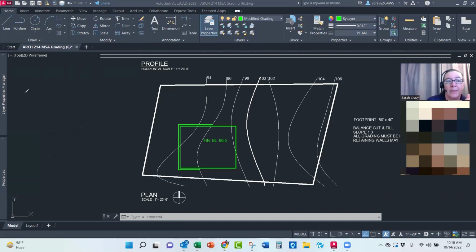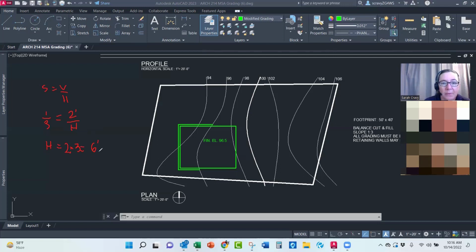We can calculate it. S equals V over H. Our slope is 1/3. What's our vertical distance between the 96 contour line and the 94 contour line? 2 feet. That's important. And so here's our equation: 1/3 equals 2 over H. I'm going to cross multiply and I get H equals 2 times 3, which is 6 feet.